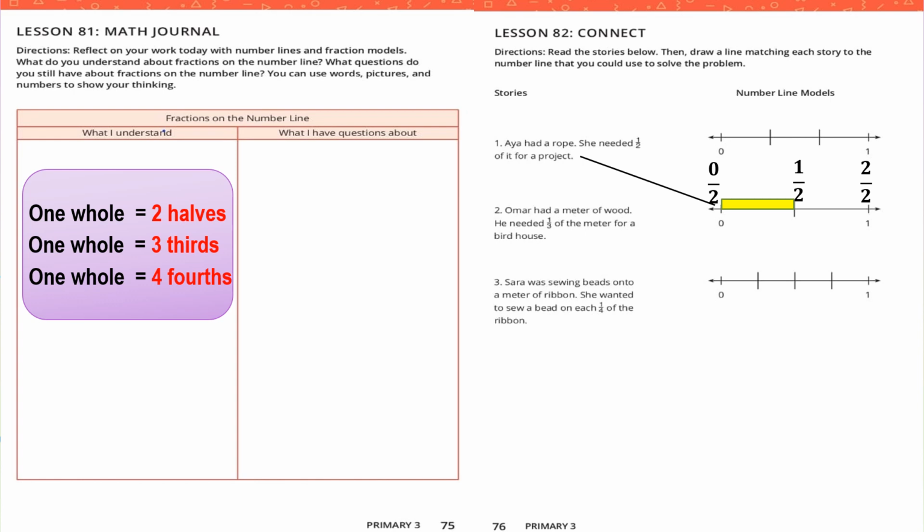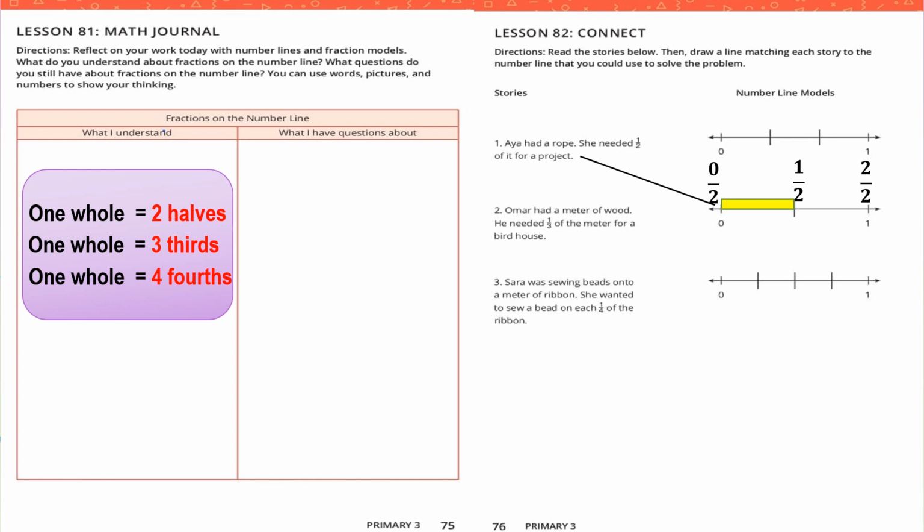Number 2, Omar had a meter of wood. He needed 1/3 of the meter for a bird house. Our fraction here is one third. Look at the denominator. The denominator here is 3. It means 3 equal parts. Which number line here has 3 equal parts?